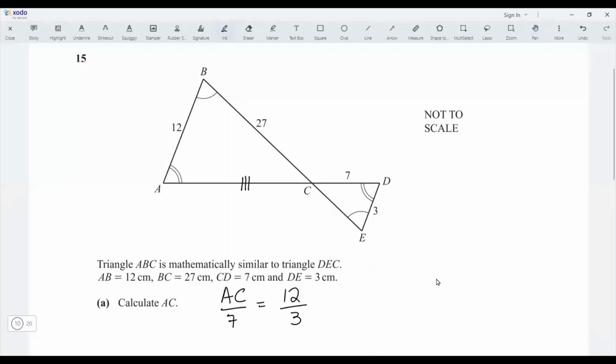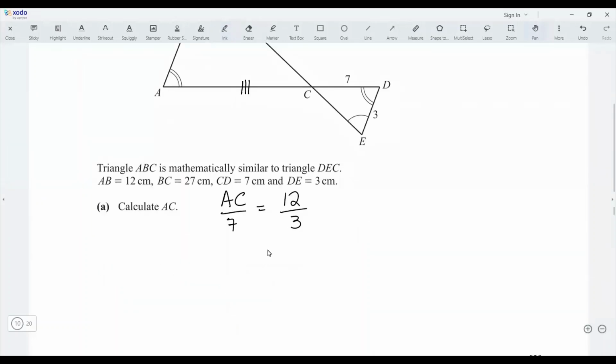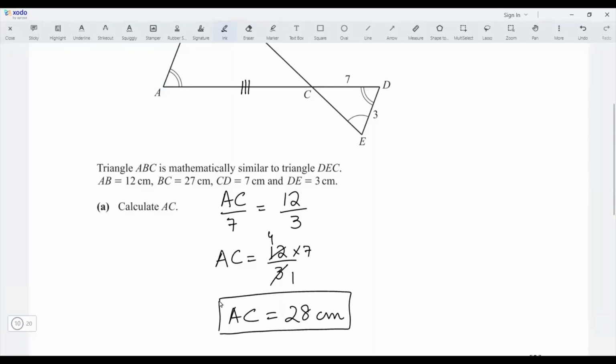So simplifying it, what will be the answer? AC equals 12 divided by 3 times 7. So 3 and 12 can be cancelled, 4 times. So 7 times 4 will be 28 centimeters, which will be the answer. So this is basically the similarity concept.